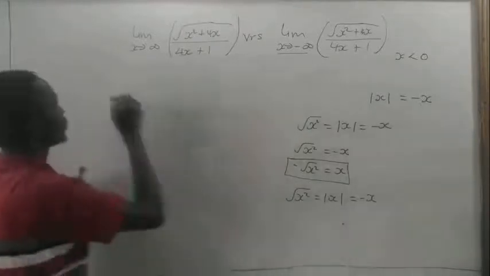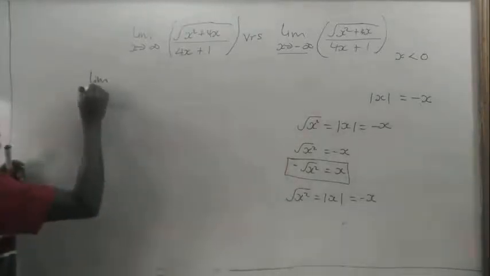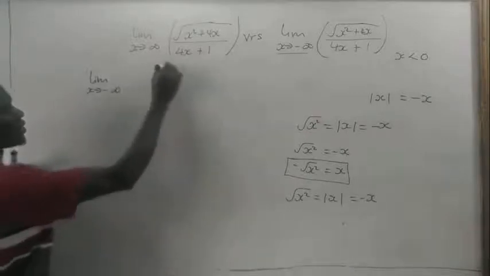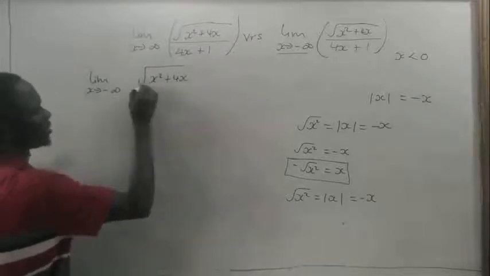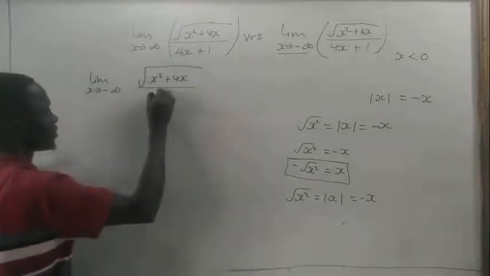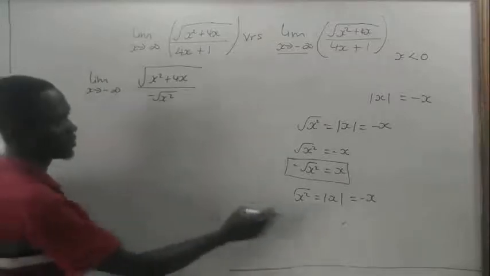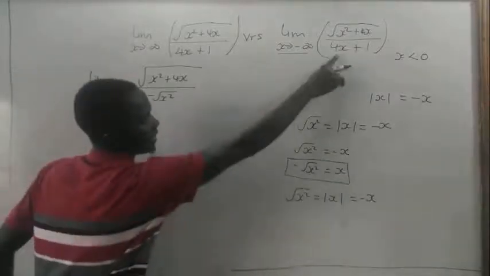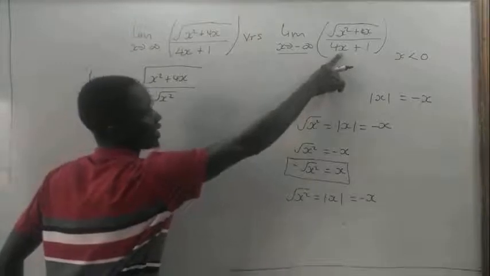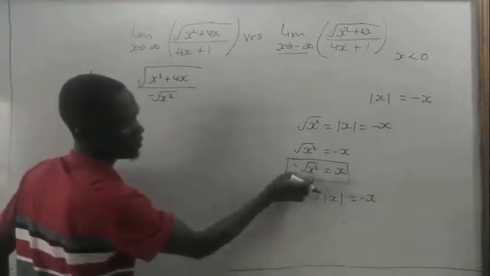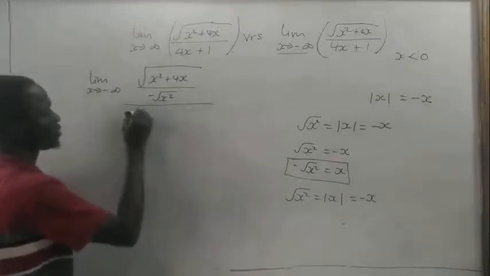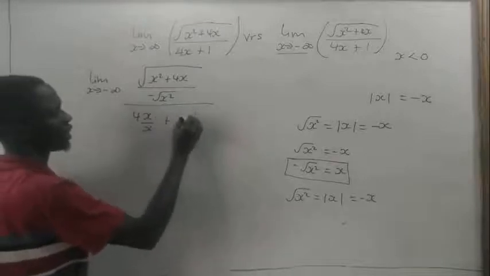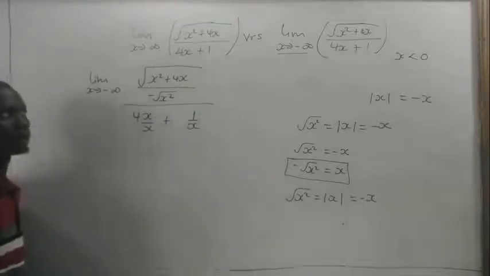So here, we will take the limit as x approaches negative infinity of the square root of x squared plus 4x, divided by negative square root of x squared. Because here the highest power is x, so you divide through by x. And here the x will be equal to this if we are going this way. All divided by 4x divided by x plus 1 divided by x. Wow. Very, very simple as that.